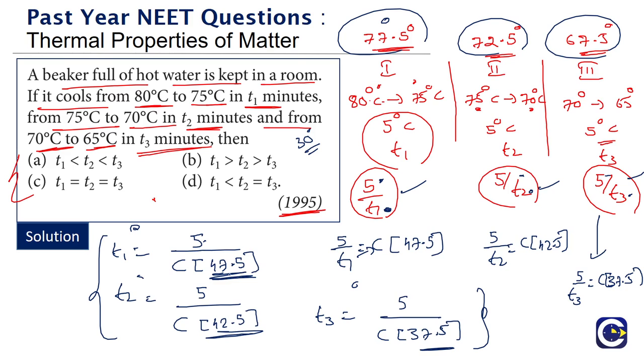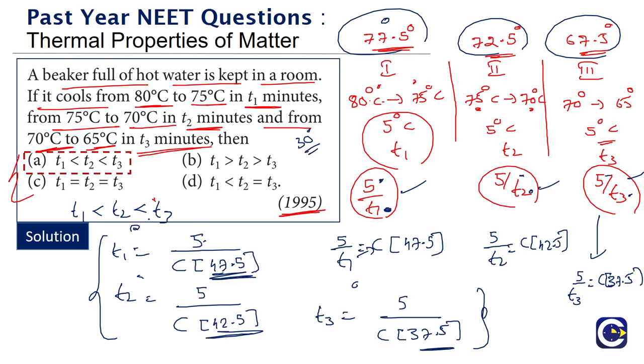So wherever the denominator is high, the corresponding time will be what? Least. So 47.5 means the time will be least. So what is the order? T1 is going to be less than T2, less than T3. So what is the answer for this? Option A will be the answer. Again, this problem we could have solved without even really getting these expressions.